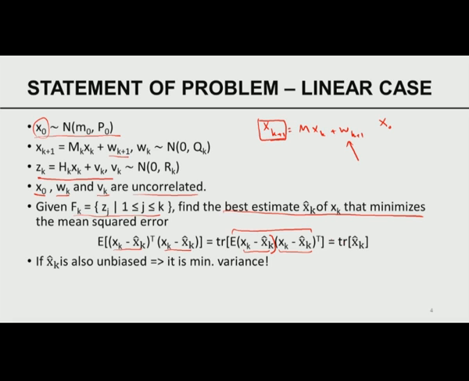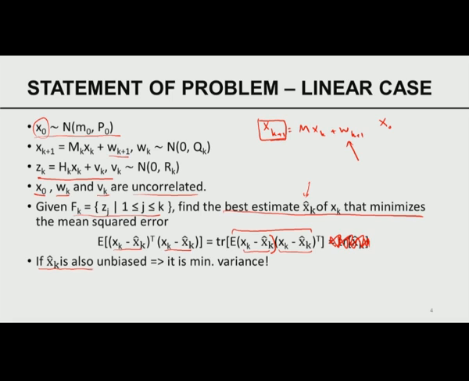So that trace is enough. Now we have stated the problem. I want an estimate xk hat of xk such that it minimizes this mean square error. That is the statement of the problem. Because I have been given all the information up to k, and I am interested in estimating the state xk, this is also called the filtered estimate. The estimator that computes xk hat is called the filter equation. That is where the notion of filter comes in.